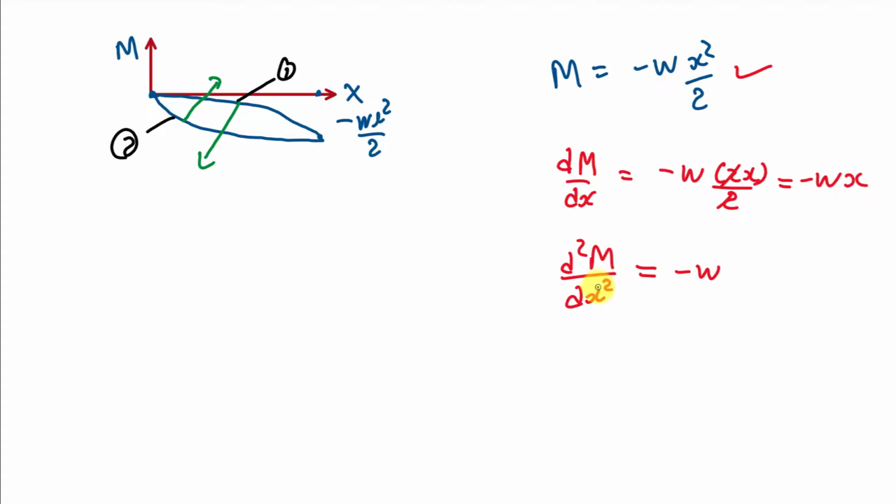Here you can see that the double differentiation of the bending moment is negative. If the double differentiation of the equation of any curve is negative, then the curvature of that curve will be like this, meaning the curvature of that curve will be in the downward direction.